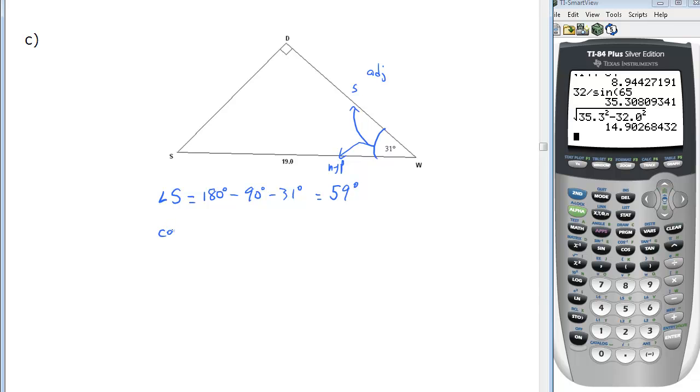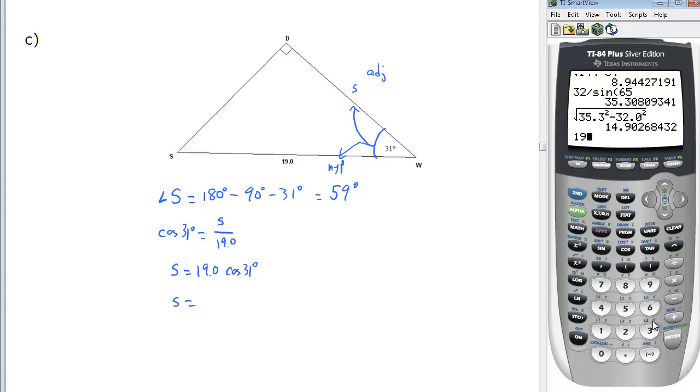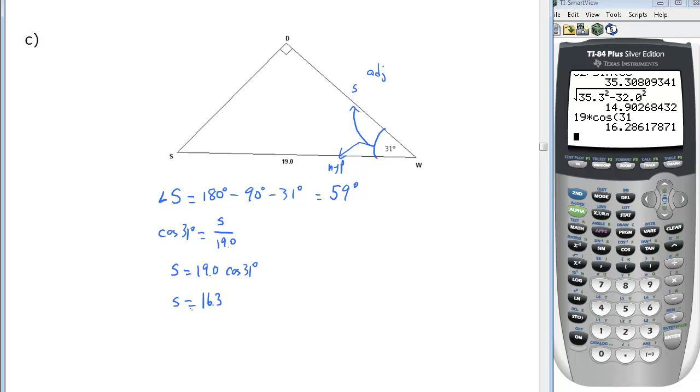So the cosine of 31 degrees is going to be S over 19.0. Cross multiply, and S is going to be 19.0 times the cosine of 31. So S is going to be 19 multiplied by the cosine of 31. That gives us 16.3. We know S.